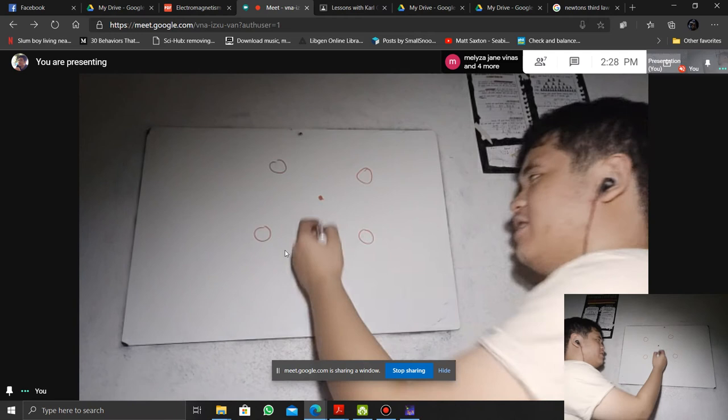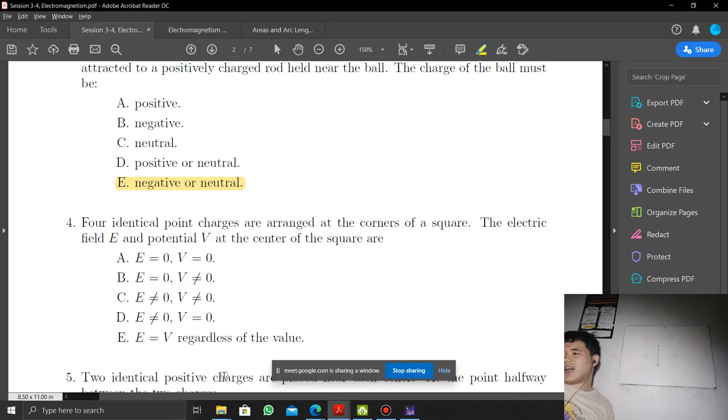Okay, sige. Any guess or any answer? Zero po ba yung electric field? Yes, zero yung electric field. Pero sige, tama si Mo. Zero yung electric field. Eh, voltage kaya? Zero? Hindi. I'll explain.